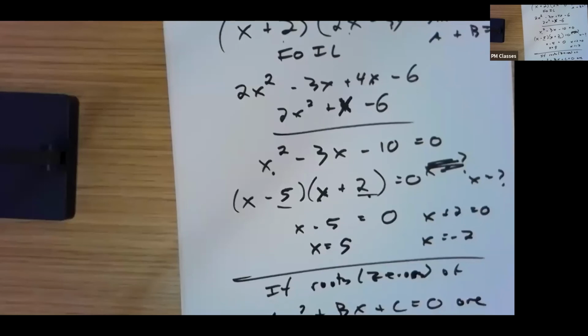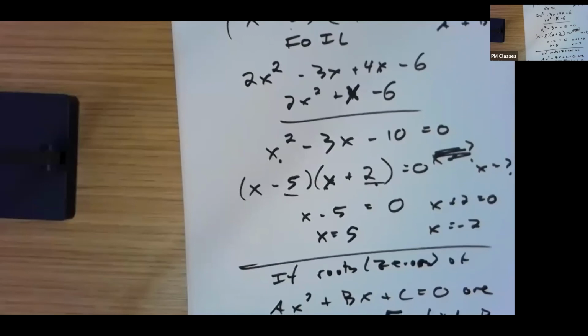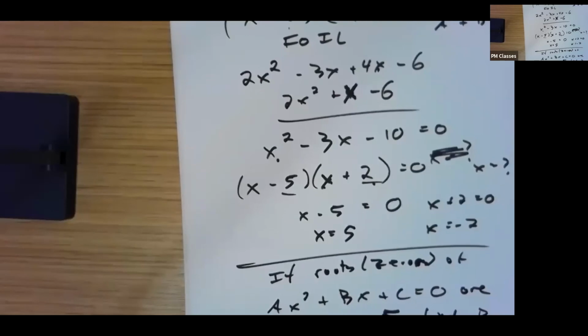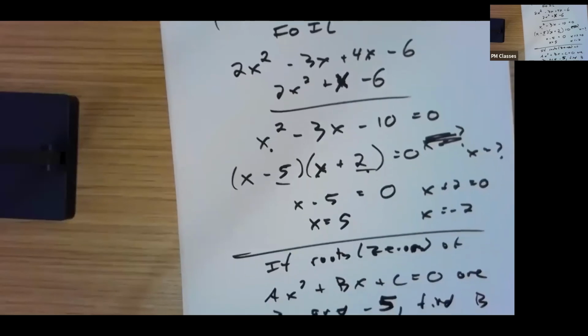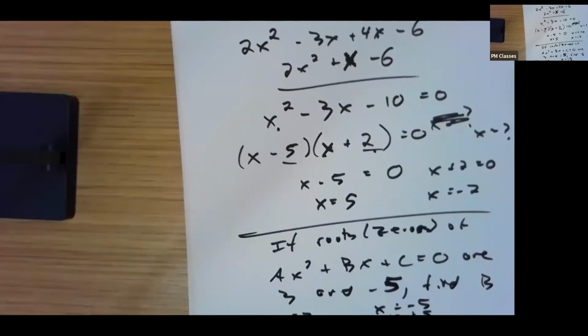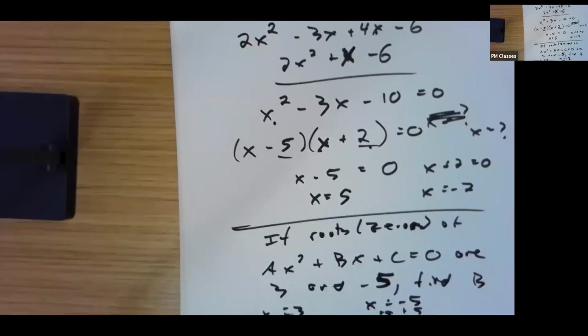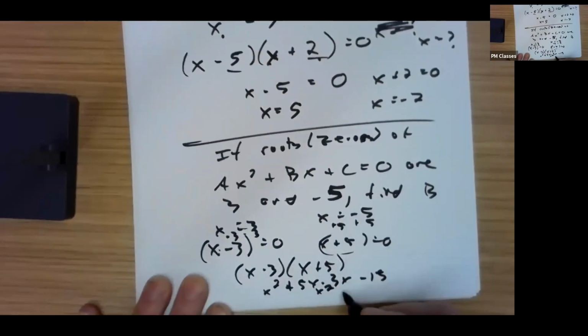So if my roots are 3 and -5, that means x equals 3, so my factor is x minus 3 equals 0, subtracting 3 from both sides. Here I add 5 to both sides: x plus 5 equals 0. So if my factors are x minus 3 and x plus 5, I can FOIL that out the same way I did the other one. I get x squared plus 2x minus 15 equals 0.